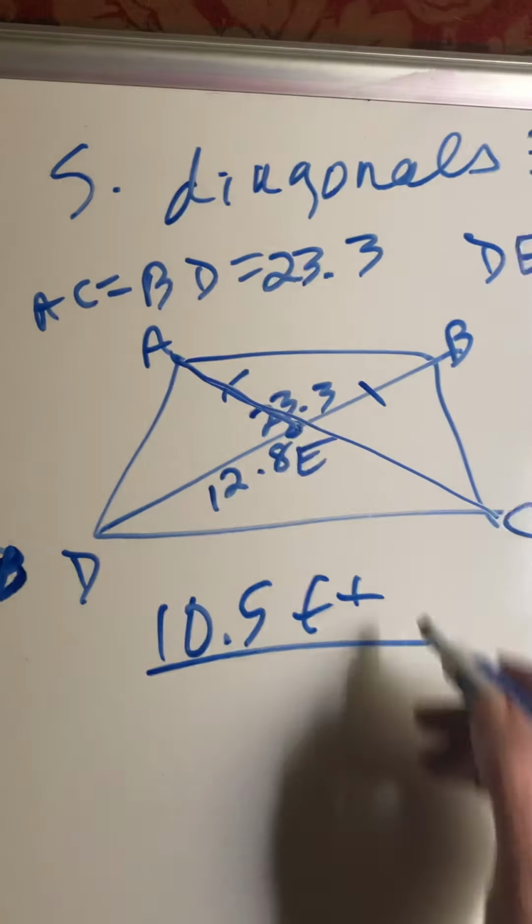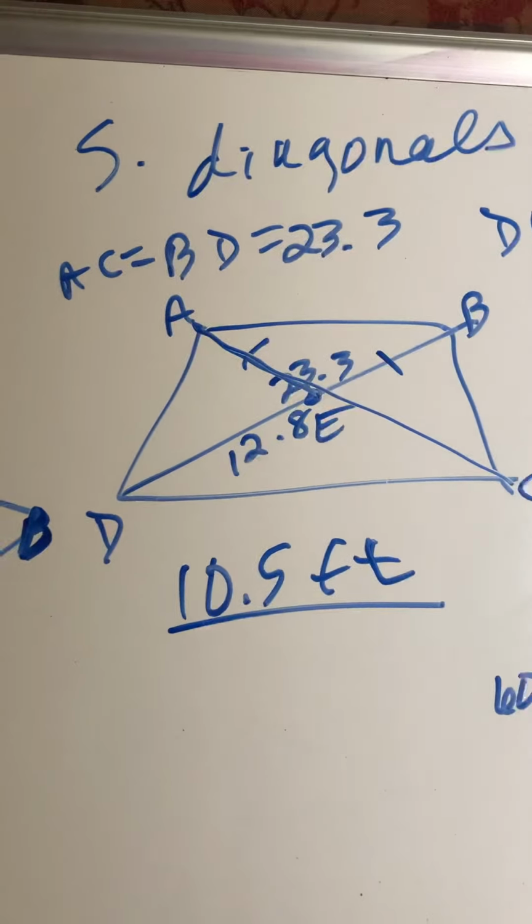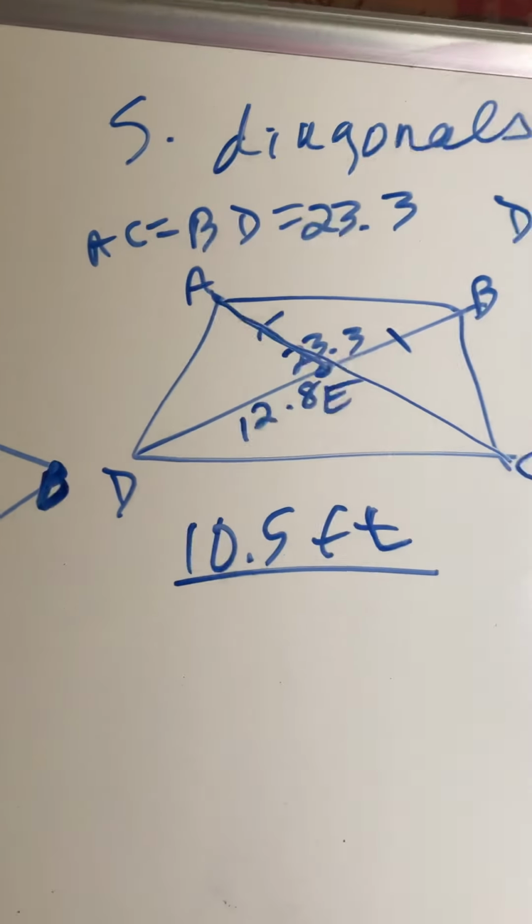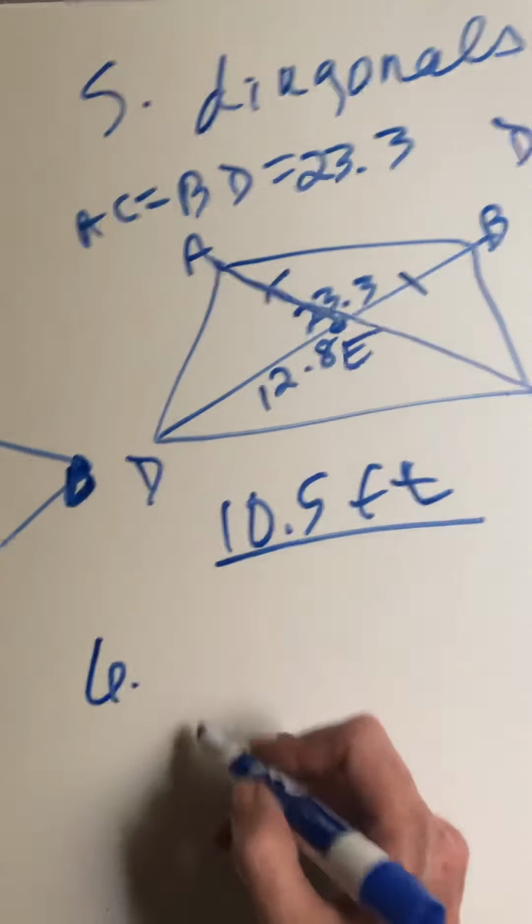Feet. Make sure you label. Make sure you're labeling everything. Make sure you label that. Then number 6, you want the volume of a sphere.